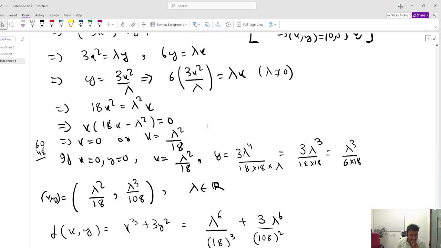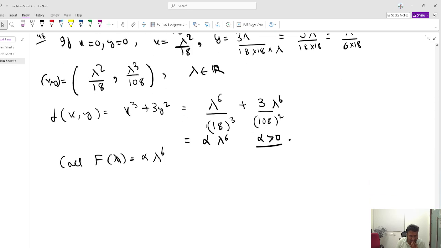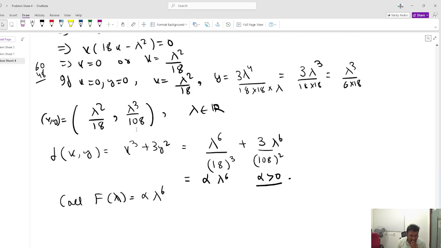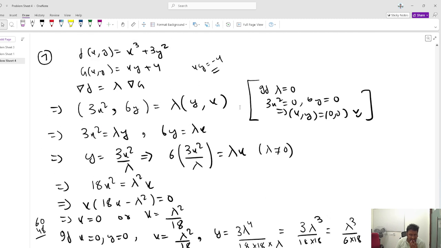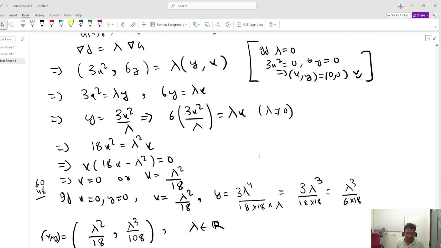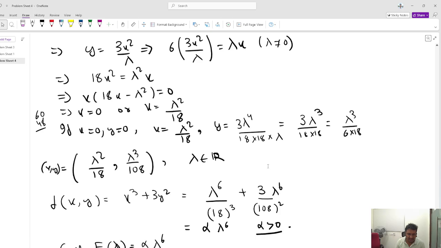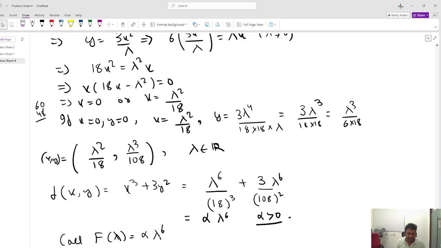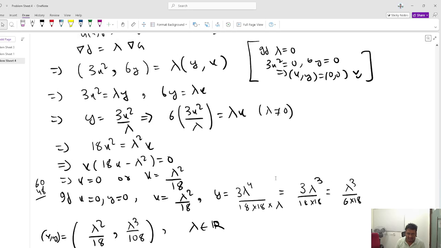By the way, have we checked that this point should lie on x into y, which should be minus 4, right? This we haven't checked, right? So these kind of points you will get, and this condition is remaining, right? So what will x into y equal to minus 4 give you?